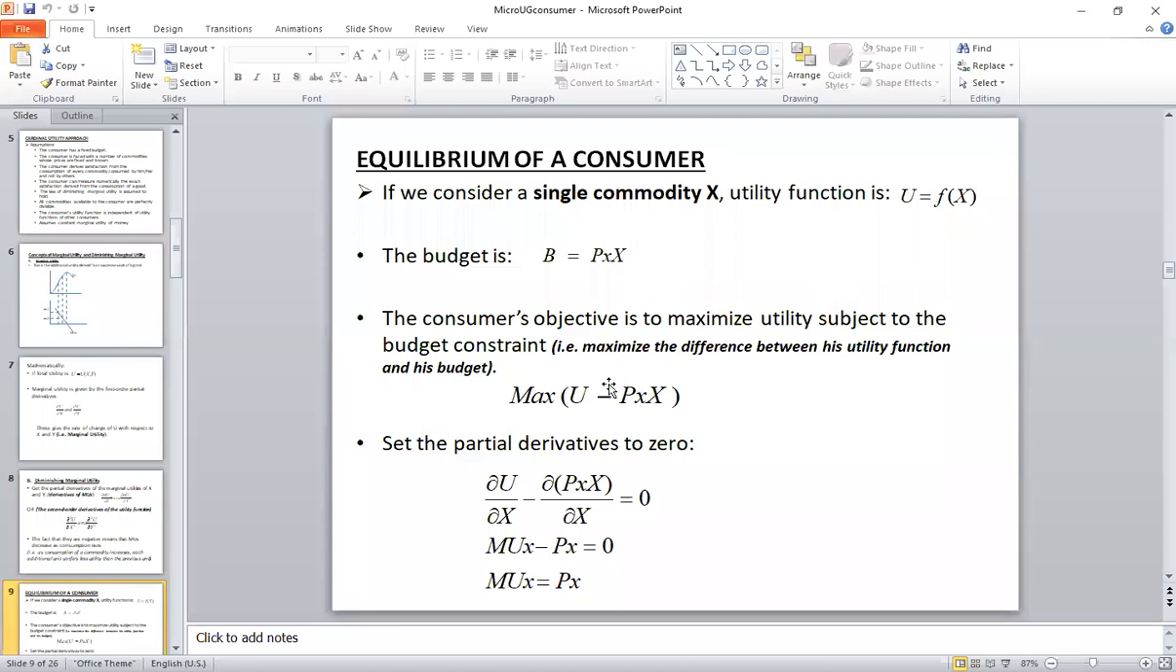So the consumer's objective is to maximize utility subject to the budget constraint. Why are we calling the budget a constraint? Because in the assumptions, we said that the budget is fixed. So we cannot do anything about the budget, it is fixed. So whatever we do, we have to work with the budget we have. So it becomes our constraint to the maximization of utility. So whatever we do is subject to that constraint, which is the budget. In other words, we are trying to maximize the difference between his utility function and his budget.